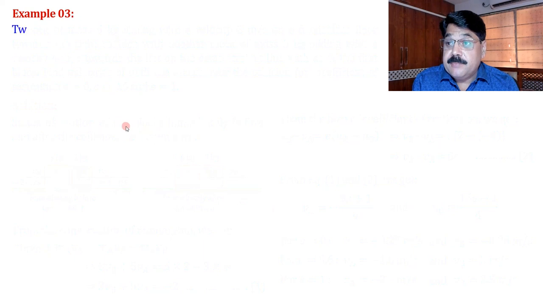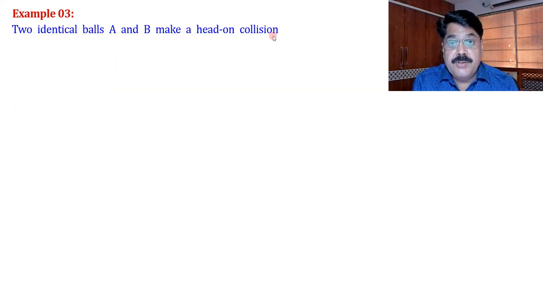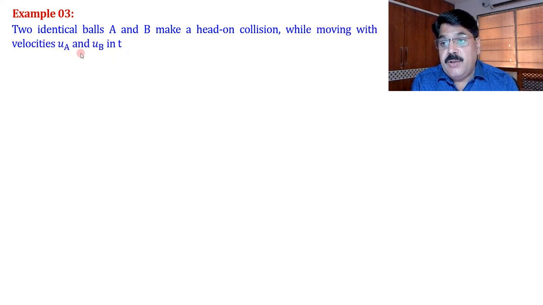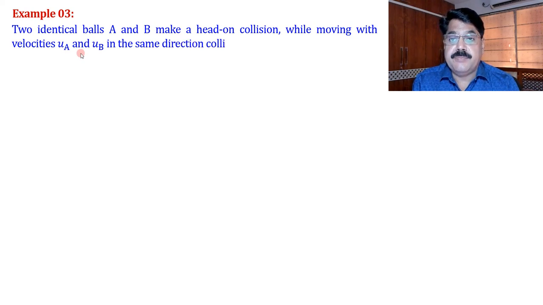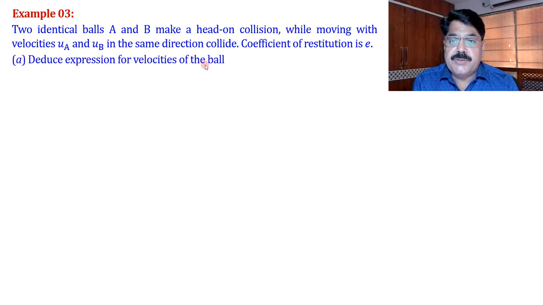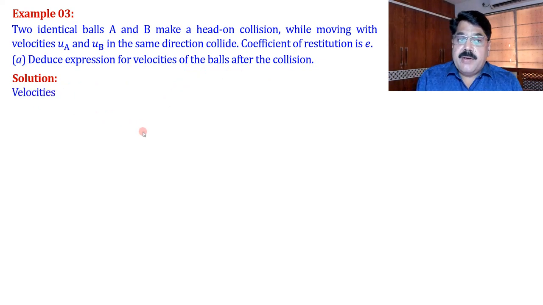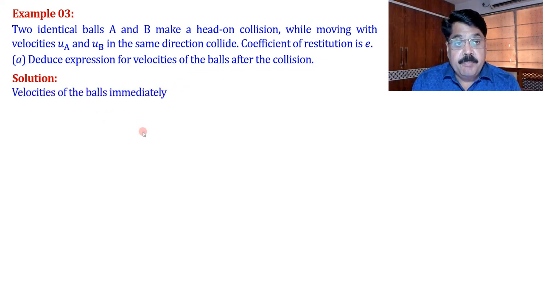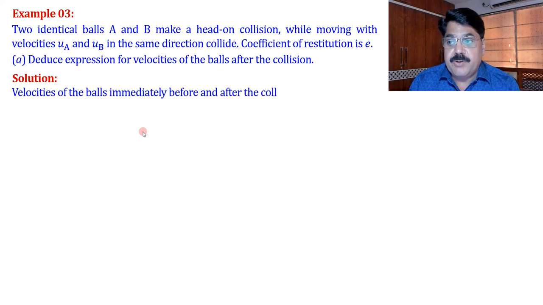Example 3. Two identical balls A and B make a head-on collision while moving with the velocities UA and UB in the same direction. Coefficient of restitution is E. Part A. Deduce expression for velocities of the balls after the collision. So how will we proceed here? We again make the diagrams immediately before the collision and immediately after the collision.